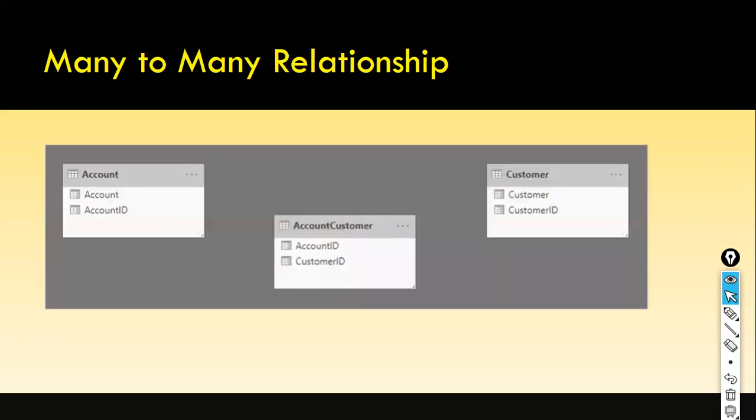Another example: let us look at these two tables, account table and customer table. Modeling these two tables is pretty straightforward. The customer data is available in this dimension table, the customer dimension table. And here you have the account details: the account number and the account name, savings account or current account, something like that. Each table has an ID column.